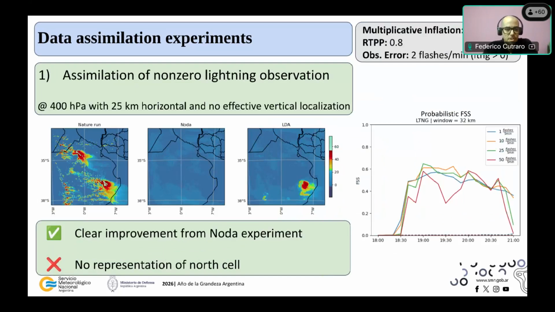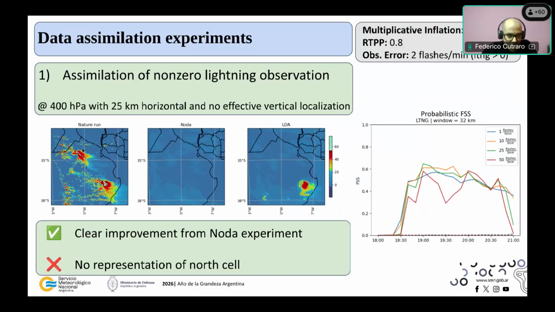The first experiment we did was to assimilate only non-zero lightning observations. We locate them at 400 hectopascal because at that height there's a peak in the frequency of lightning. We apply a 25 kilometer horizontal localization, and we set a vertical localization, but it is large enough to have impact in all the atmosphere, so there's no effective vertical localization.